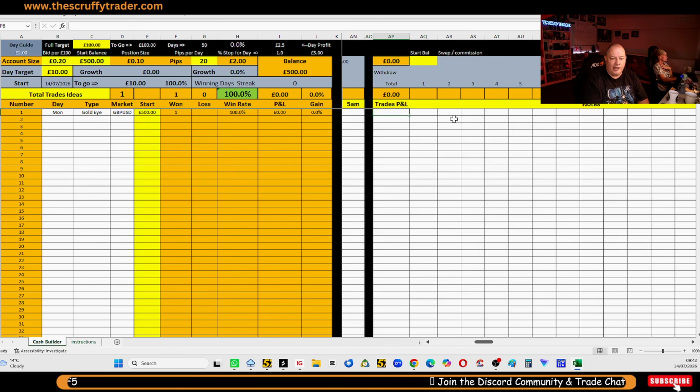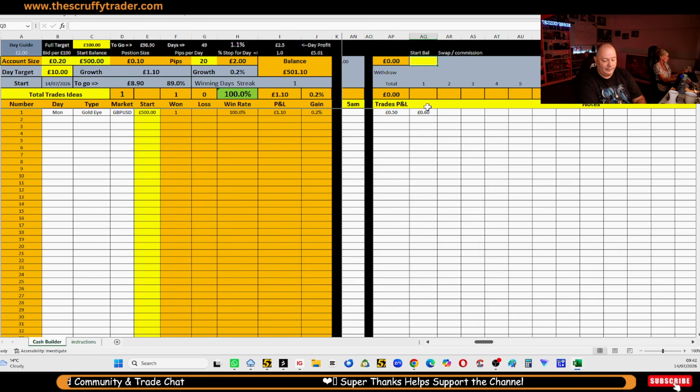Enter how much each position was. So you might have had, say, 2 positions on that trade idea. You got 50p out of one and you got 60p out of the other. Okay, 110. There it is there. £1.10. Just drop your target down so you know you're counting down and you've grown £1.10.